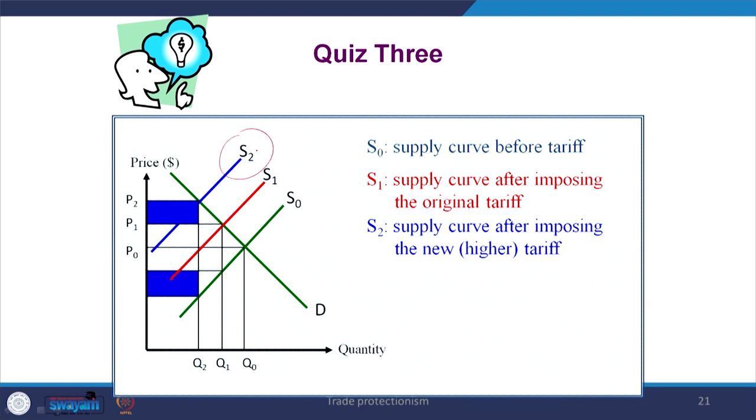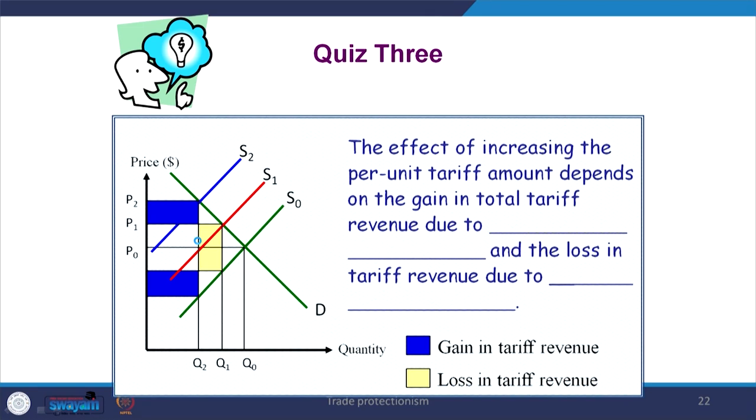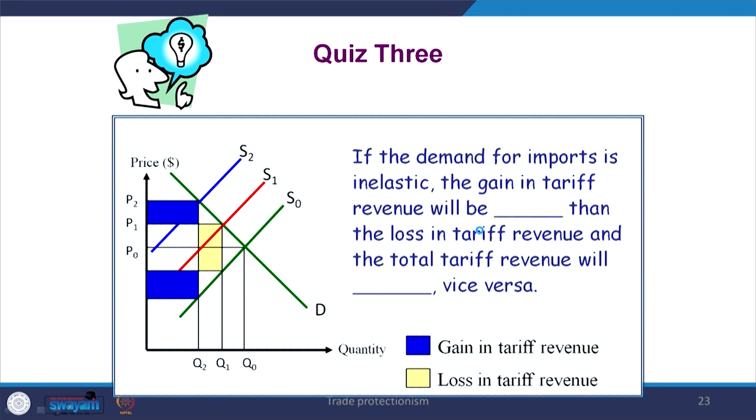Now, though the diagrams do not emphasize the exact elasticities, here we can easily say that due to a higher tariff, a gain of revenue is observed, but in reality there might be some losses as well. Losses can be identified through various approaches. The effect of increasing the per unit tariff depends on the gain from tariff revenue due to an increase in the rate of tariff, whereas there is a loss in tariff revenue due to the smaller quantity imported. Similarly, if the demand for imports is inelastic, the gain in tariff revenue will be greater. You can examine this through the diagram.